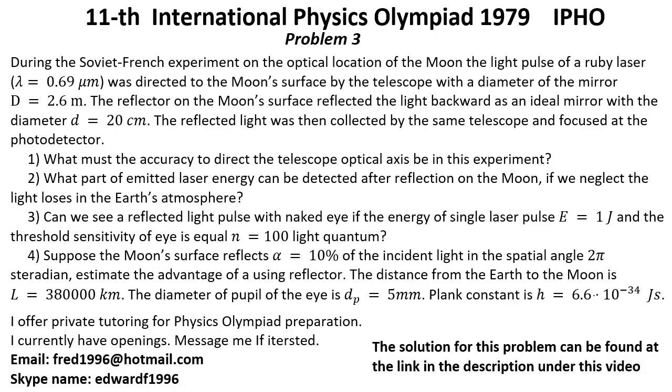The distance from the Earth to the Moon is 380,000 kilometers. The diameter of a pupil of the eye is d equal 5 millimeters. Planck constant is h equal 6.6 multiplied by 10 power negative 34 joule by second.